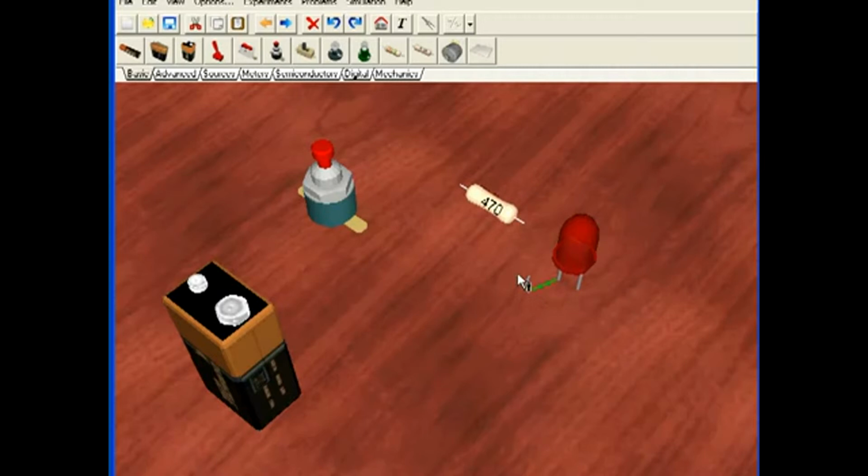So I'm going to wire the positive side of the LED to the resistor to the switch, and the switch to the positive side of the battery. So we have positive flowing into the LED. Then we'll take the flat side that looks like a little minus sign, and we'll connect that to the minus side of the battery. And now if I press the button, the LED lights, and if I release it, it turns off.